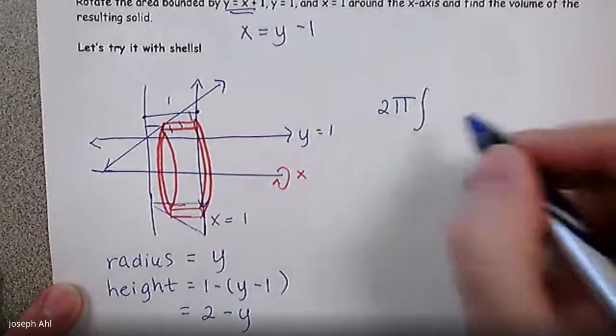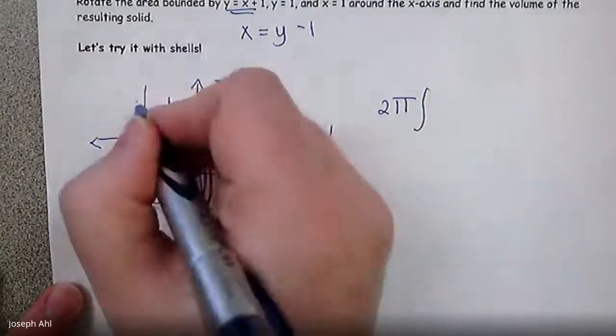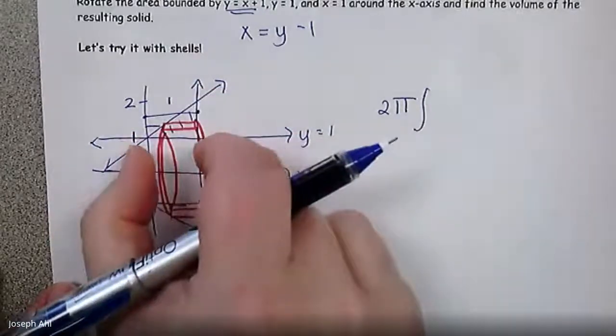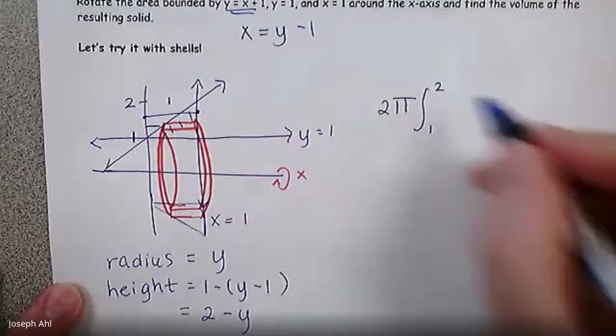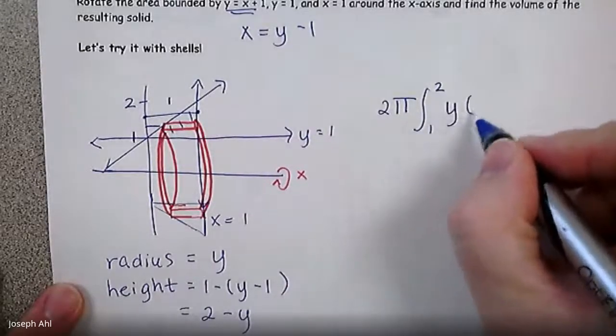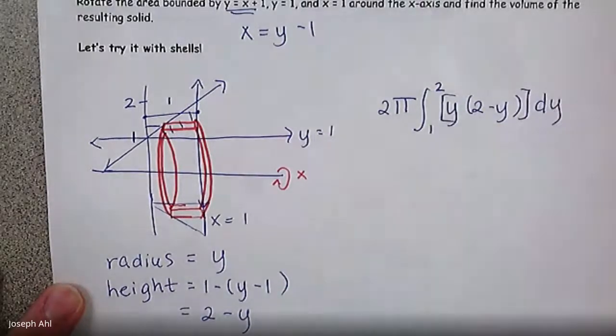So it's 2 pi from, my bounds have to go from, all my shells are going to exist from 1 to a height of 2. Those are the bounds of integration here, right? If you look at all those heights, we're taking heights from 1 to 2. Of the radius y times the height of 2 minus y. And we're integrating with respect to y here.